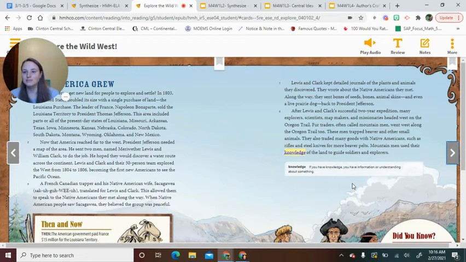How America grew. How did America get new land for people to explore and settle? In 1803, the United States doubled its size with a single purchase of land, the Louisiana Purchase. The leader of France, Napoleon Bonaparte, sold the Louisiana Territory to President Thomas Jefferson. This area included parts or all of the present-day states of Louisiana, Missouri, Arkansas, Texas, Iowa, Minnesota, Kansas, Nebraska, Colorado, North Dakota, South Dakota, Montana, Wyoming, Oklahoma, and New Mexico.